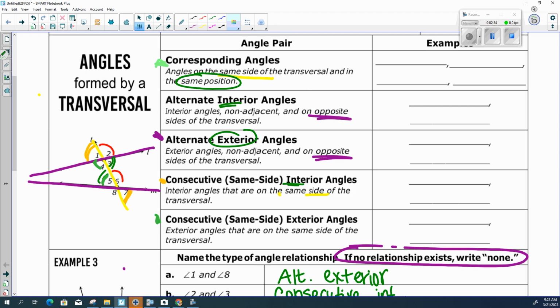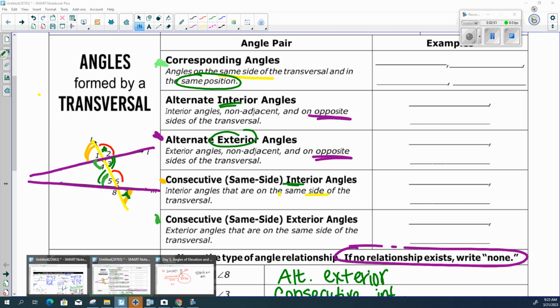Exterior angles that are on the same side and in-house. So it's either 1 and 8 or 7 and 2. Okay, I think we got pretty good at those yesterday on the difficult picture. So on the easy ones, it's even better.